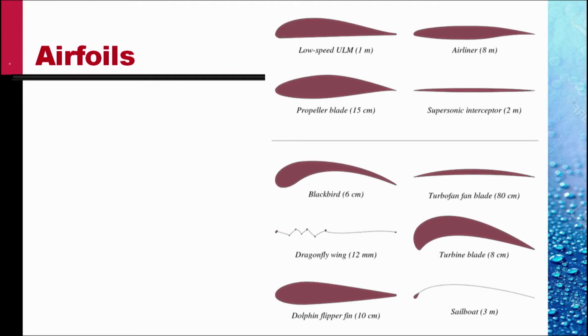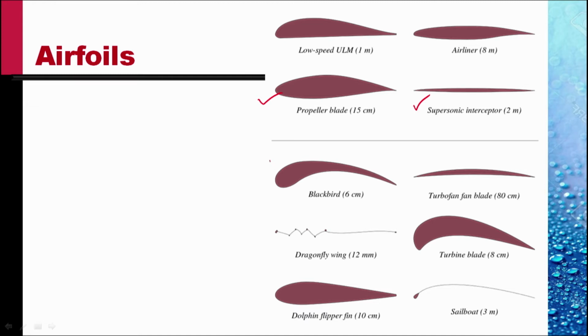A large number of airfoils have been designed and are being continually designed. This picture shows a collection of airfoil shapes. On the top two, we see the low speed airfoils. A third one is the airfoil for a propeller blade. Supersonic aircraft have very thin, sharp-edged airfoils.